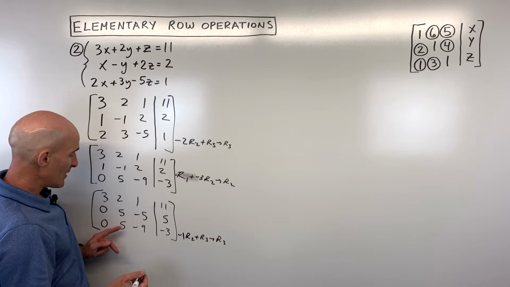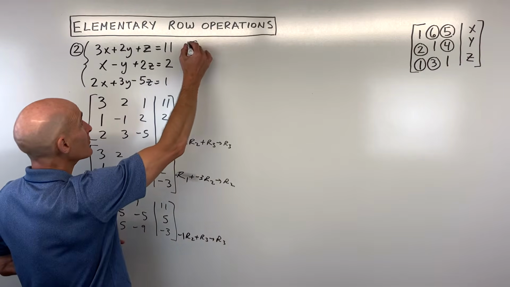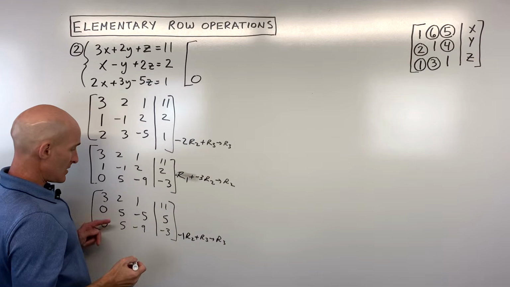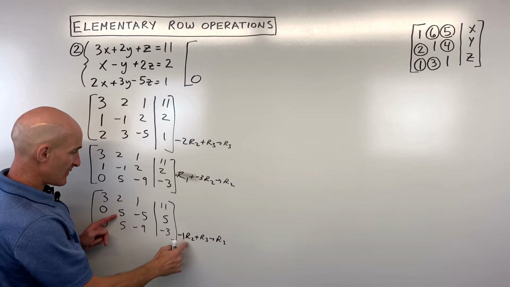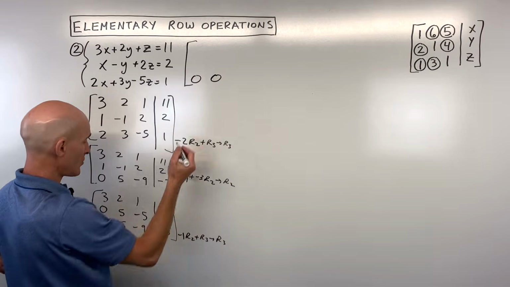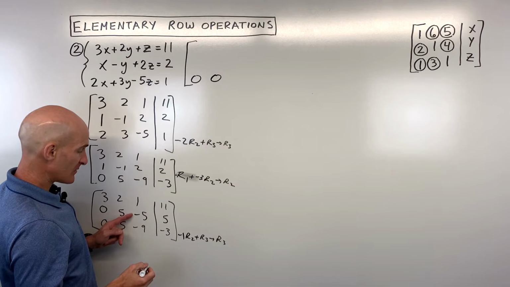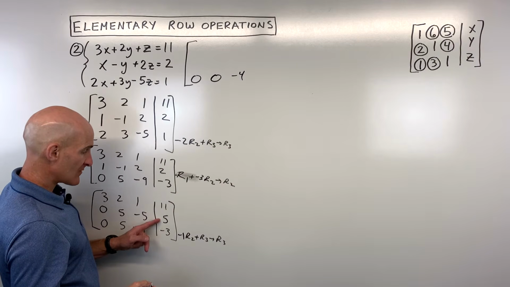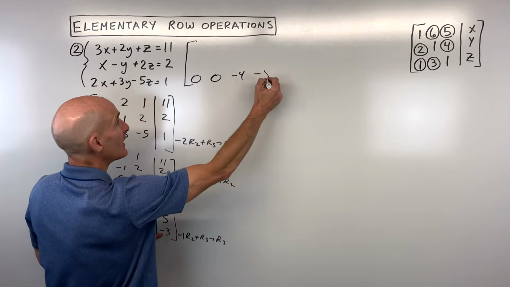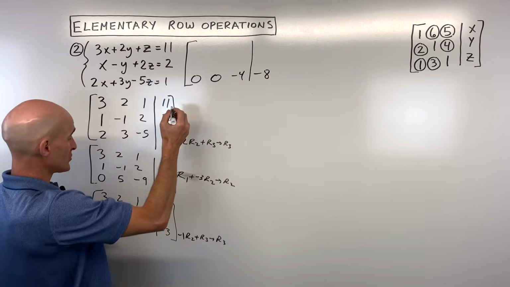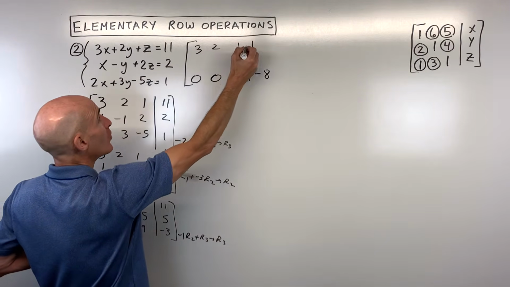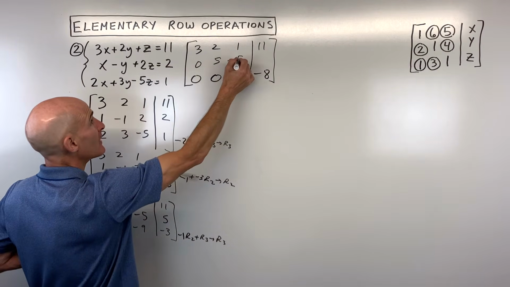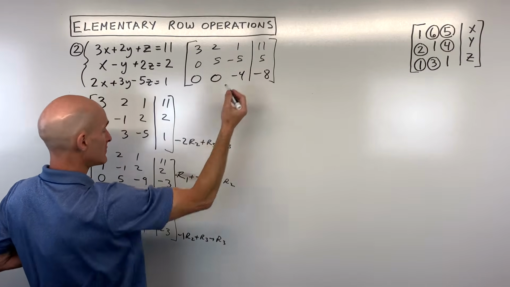Okay, so if we do that, let's see what that's going to give us. Let's go up here. We're going to get 0 and 0 is going to give us 0. Negative 1 times 5 is negative 5, plus 5 is going to give us 0, which is what we wanted. Negative 1 times negative 5 is positive 5, plus negative 9 is negative 4. And negative 1 times 5 is negative 5, plus negative 3 is negative 8. Okay, and then the other rows are going to stay the same. So 3, 2, 1, 11. And 0, 5, negative 5, and 5.